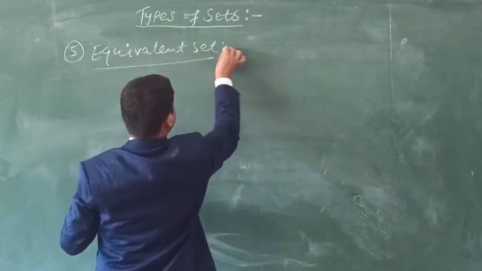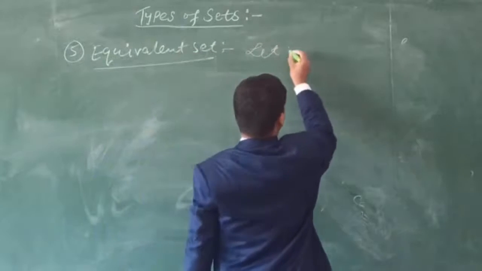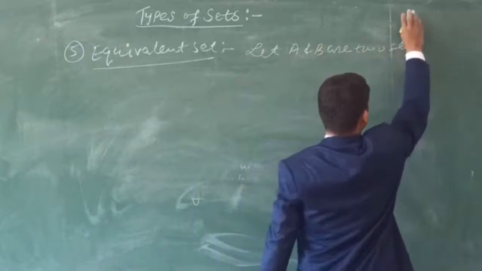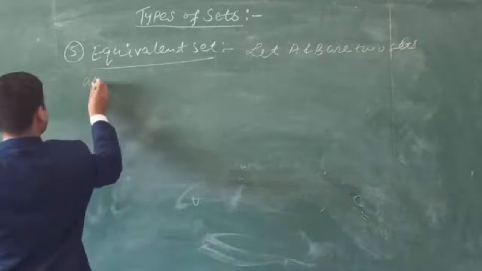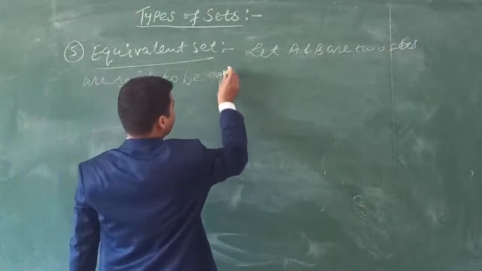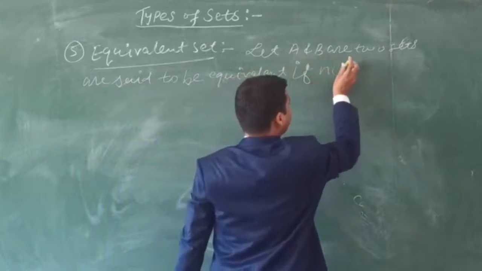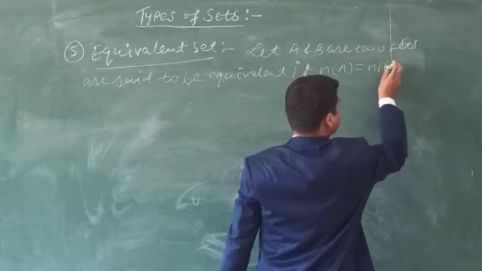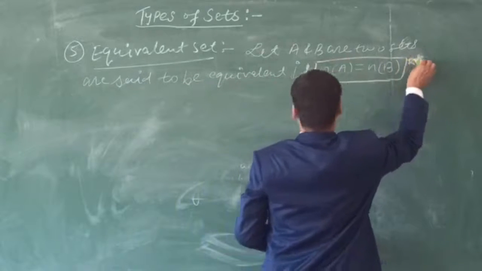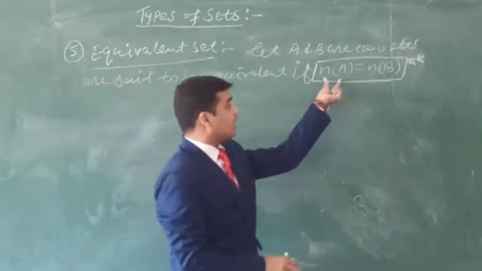What is called equivalent set? See this. Let A and B be two sets. Two sets are said to be equivalent if n of A equals n of B. This is very important. n of A equals n of B. What is called equivalent set? Let A and B be two sets, said to be equivalent if n(A) equals n(B).